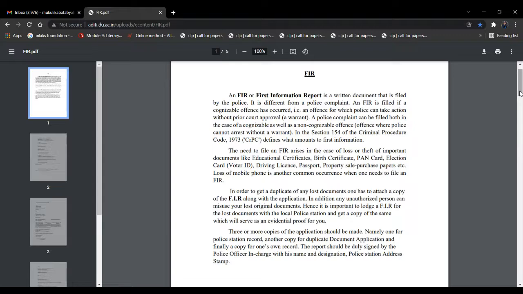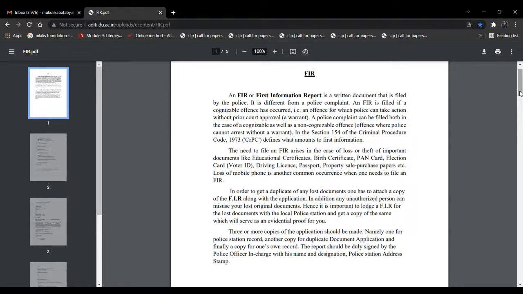Hence, it is important to lodge an FIR for the lost documents with the local police station and get a copy of the same, which will serve as evidential proof for you. Whenever you file an FIR, it is important that you keep a copy with yourself as evidence that you have filed it. Three or more copies of the application should be made, namely one for the police station record, another for the duplicate document application, and finally one for your own.